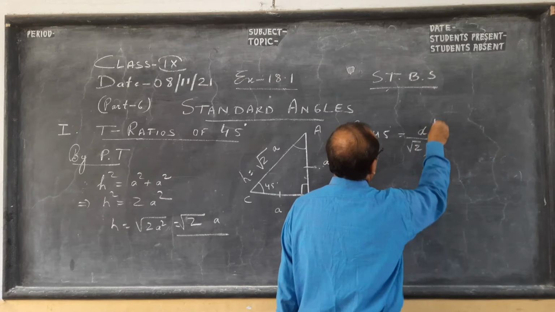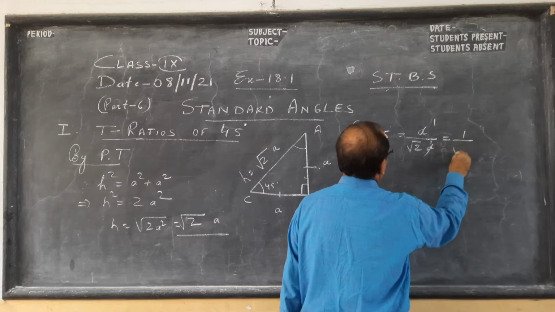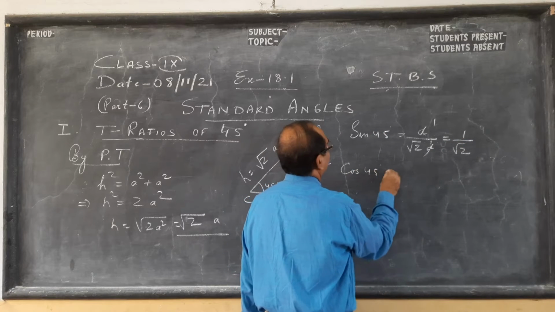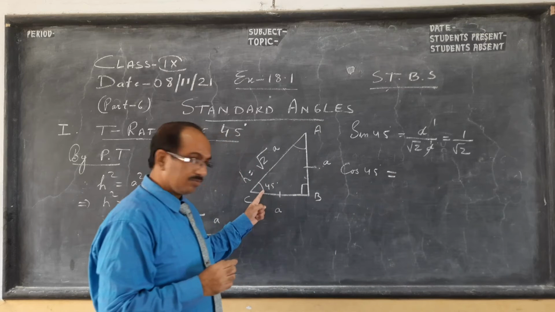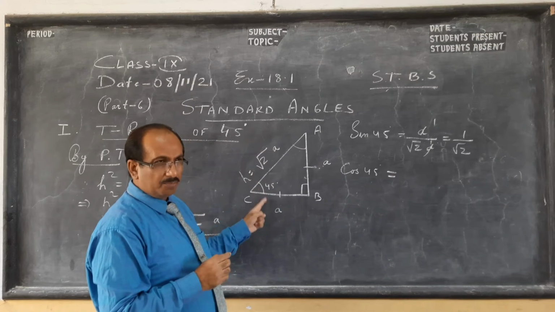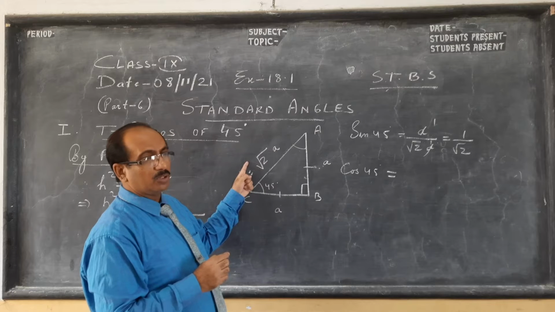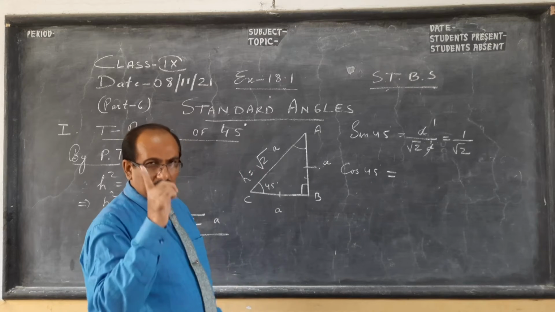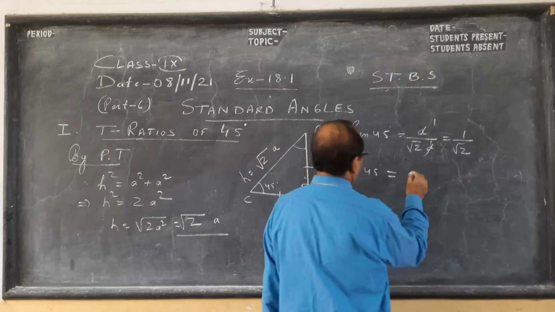A cancels, children. I get sine 45 is 1 by root 2. Next is cos 45. Cos is for this angle this upon this, base by hypotenuse, or adjacent by hypotenuse. CAH: cos is adjacent by hypotenuse. See my first video if you are having any difficulty.